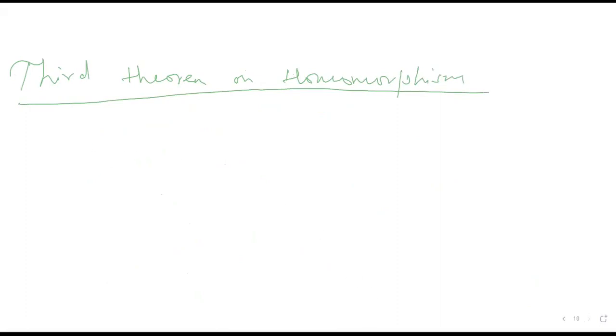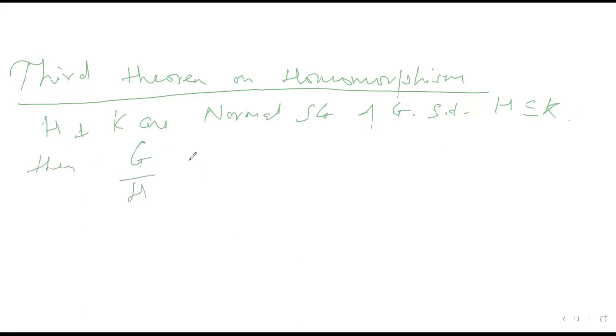Third theorem of homomorphism. It says there are two subgroups, H and K. Both are normal subgroups this time, of G, such that H is a subset of K. Then G by K is isomorphic to G by H upon K by H. Like I told, the relationship will always be backward, without the denominator.